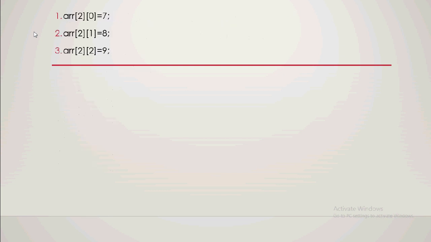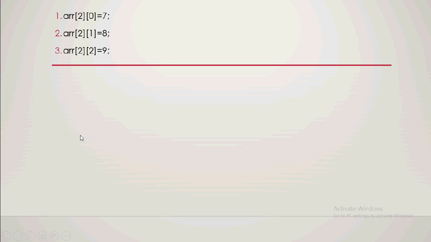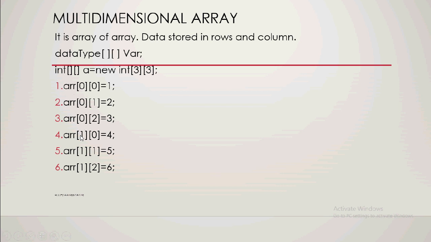I can just show you. Over here it will be like this. Over here if you see, these are the columns and these are the rows: 1 2 3, 4 5 6, 7 8 9.